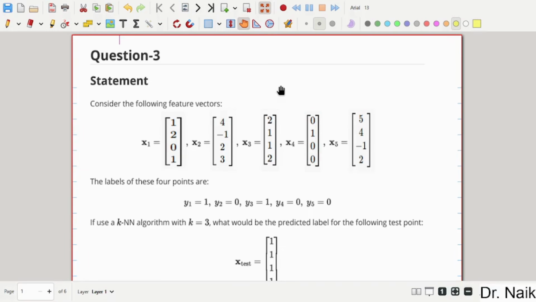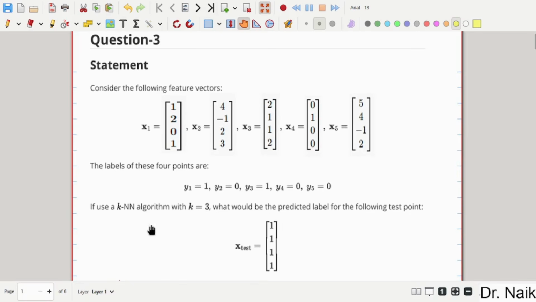Today we will solve a problem. The problem statement is: consider the following feature vectors. We are given 5 feature vectors, and the labels of these points are y1 equal to 1, y2 equal to 0, y3 equal to 1, y4 equal to 0, y5 equal to 0. If we use a KNN algorithm with k equal to 3, what would be the predicted label for the following test point? x test is the column vector 1 1 1 1.